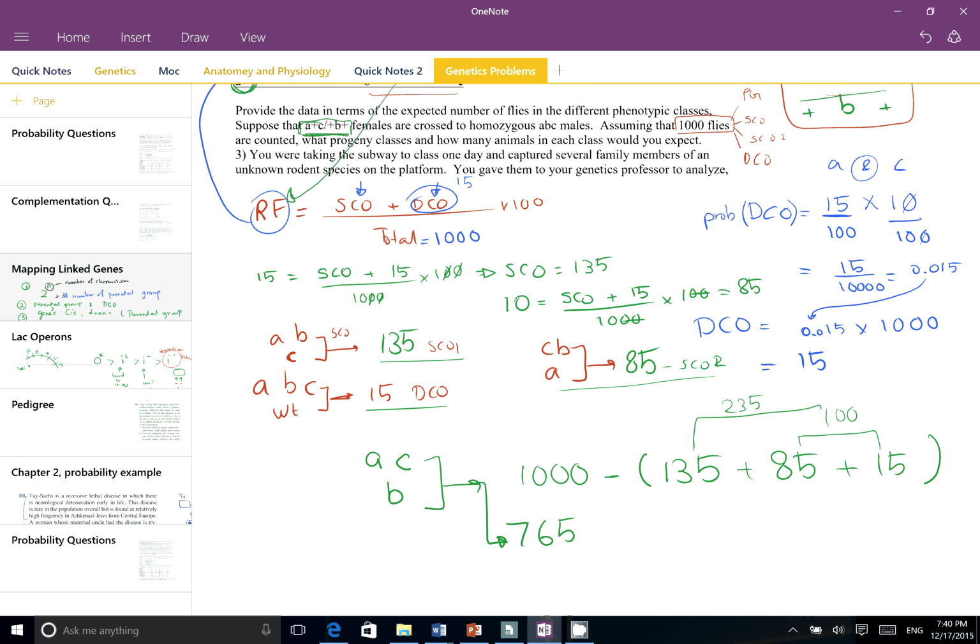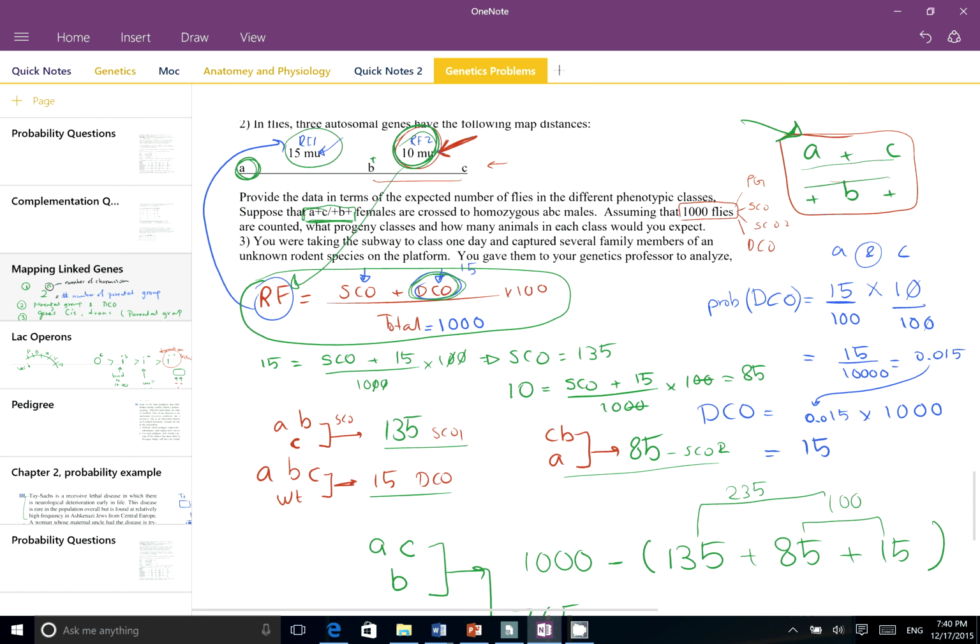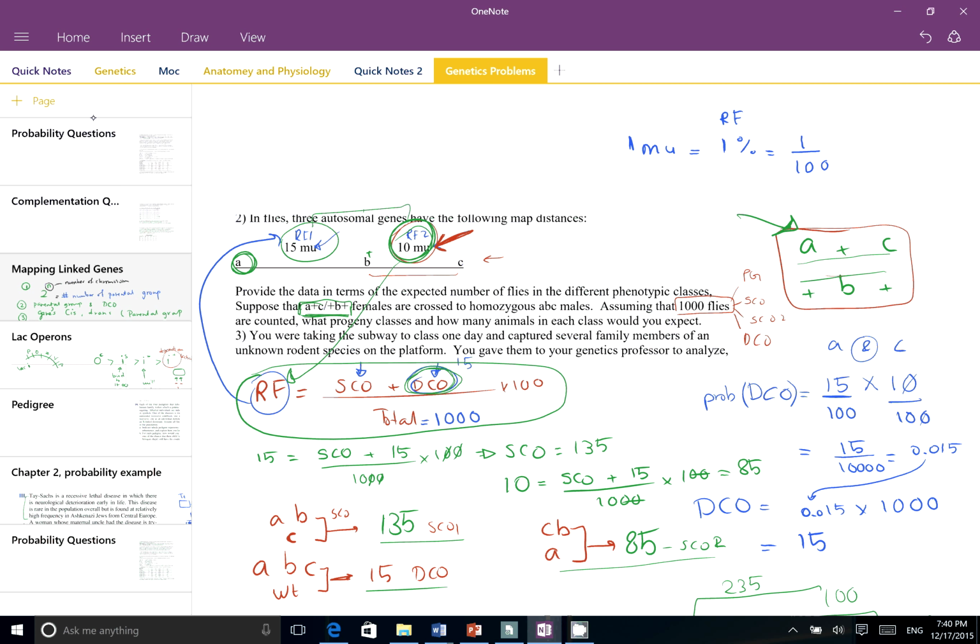But you know how we did it, right? We needed to use this equation. We had most of the data for this equation except for the double crossover. The way to find the double crossover is to remember that these are actually, you're supposed to get them in percentages, right? Because 1 mu equals 1% relative frequency. So that means 10 mu is equal to 10%, right? And to get the number back to normal, it's 10 divided by 100.